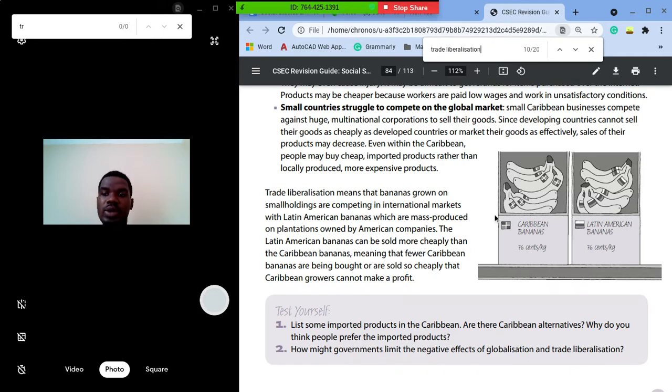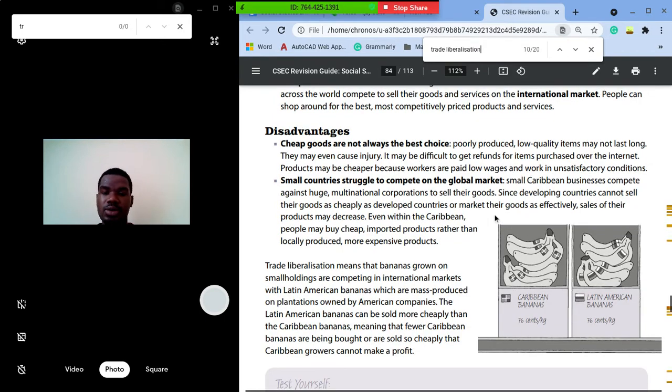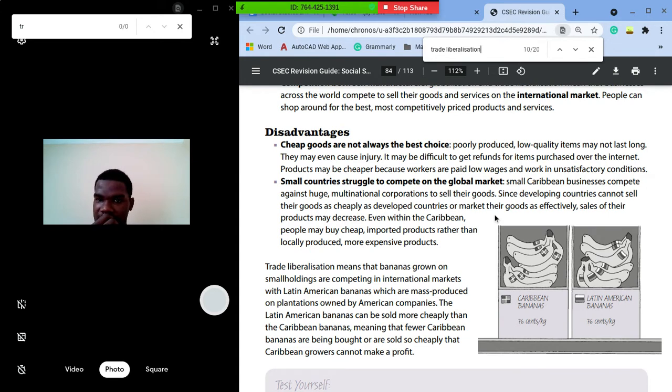So when trade liberalization happens, smaller countries or cheaper goods are not always the best choice because they're sometimes poorly produced, right? And smaller countries such as the Caribbean struggle to compete. So we're going to get into trade liberalization, but I just want to introduce you to the term. Alright, any questions so far?